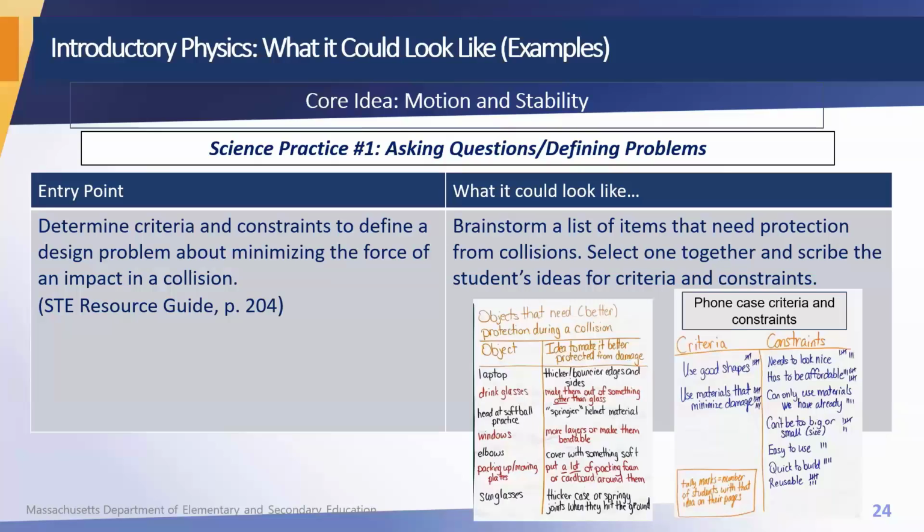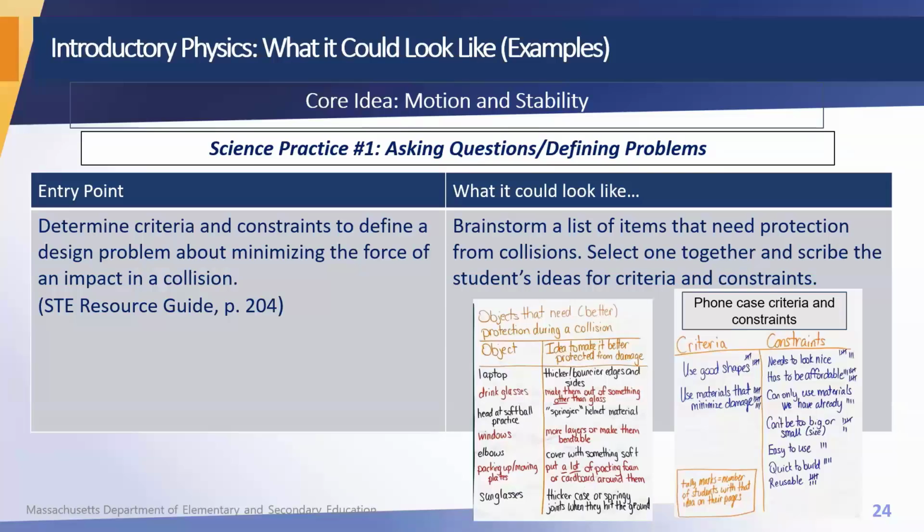So on the left, you'll see the entry point. On the right, it's how it could look if this is something you wanted to do. So this particular core idea, I'm going to show you 3 core ideas because it's introductory physics. This core idea is for motion and stability. And it says brainstorm a list of items that need protection from collision. Select one together and scribe the student's ideas for criteria and constraints.